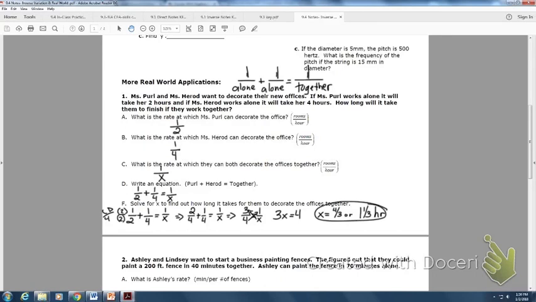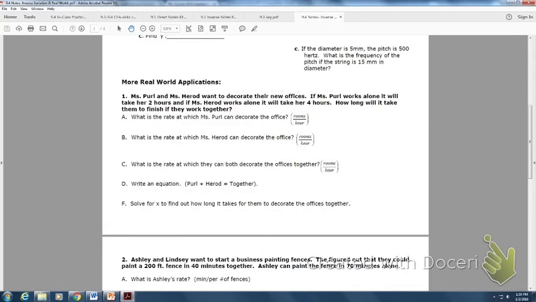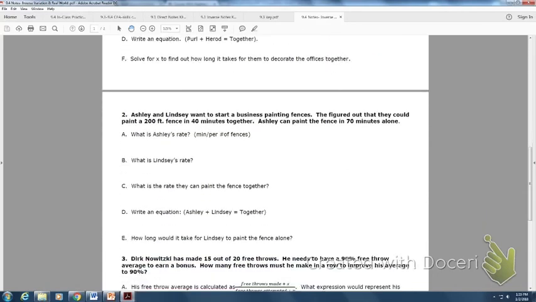Now whenever you're doing these problems, make sure that your answer makes sense. Whenever you see this 1 over alone plus 1 over alone equals 1 over together, it would not make sense that if it takes 2 hours for Miss Pearl to do it and 4 hours for Miss Harrod to do it, that it would take 6 hours if they work together. That doesn't make sense. It's going to take less time if they work together. So a lot of times, compare the time that you get with the other 2 times that you're given in the problem.